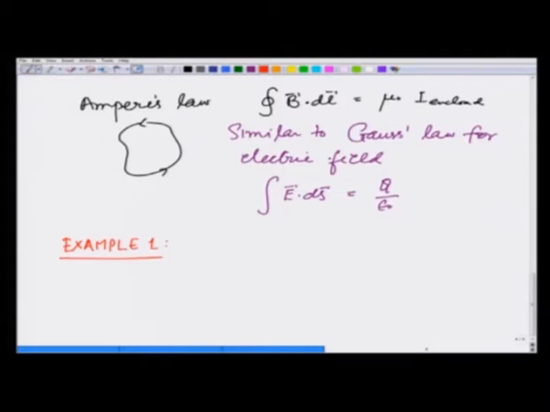We start with the simplest example, whereby I have a long wire carrying current I. I anticipate by Biot-Savart law that the magnetic field around this is going to be in the circular direction. This we have already calculated once, but I emphasize it again: if I look at it from the top, the current is coming out of the paper, then the magnetic field lines look like this.